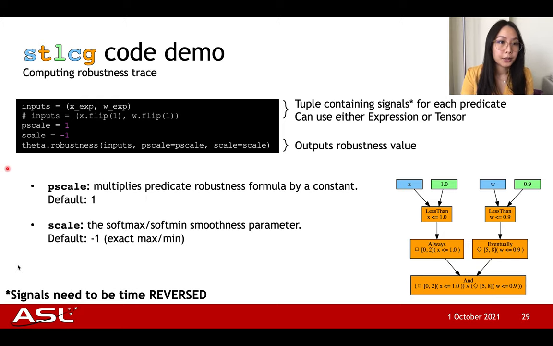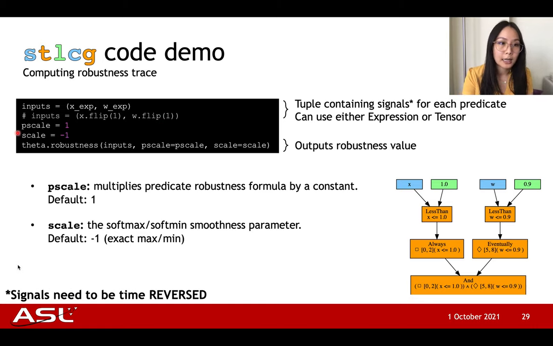In this code snippet, we're going to evaluate what the robustness value is going to be given the input signals. You can see here the inputs to the formula will have two signals, X and W, because there are two predicates, as you can see on the right here. Here we're using the expressions that we defined earlier, but you could also just use tensors. But remember, you need to flip them or reverse the time dimension.